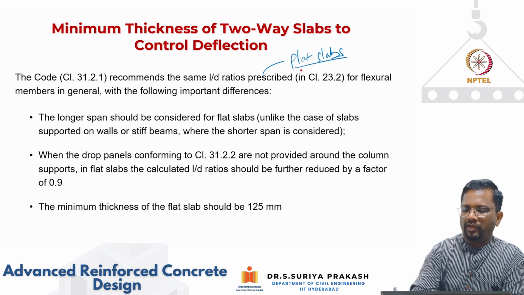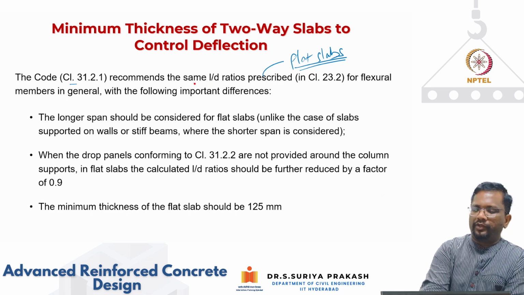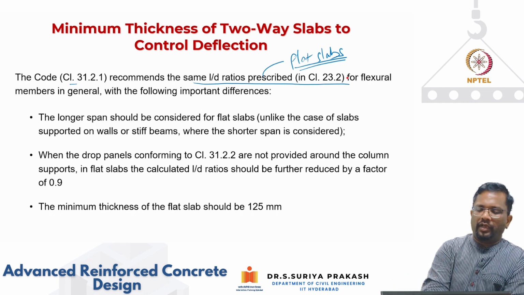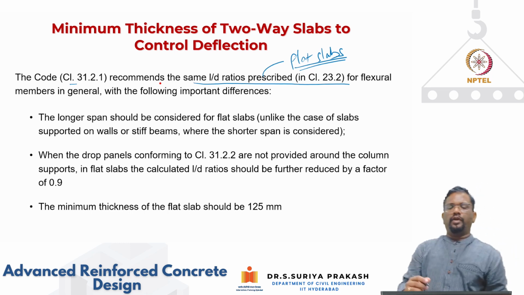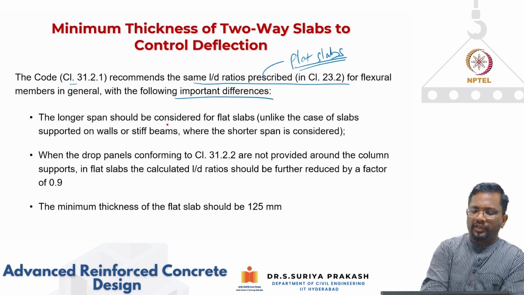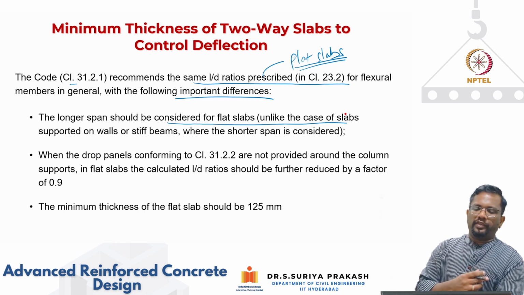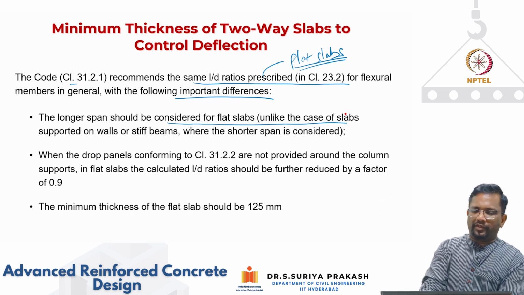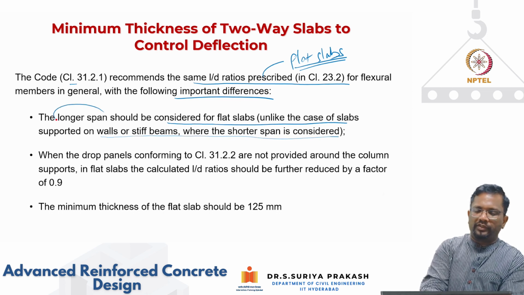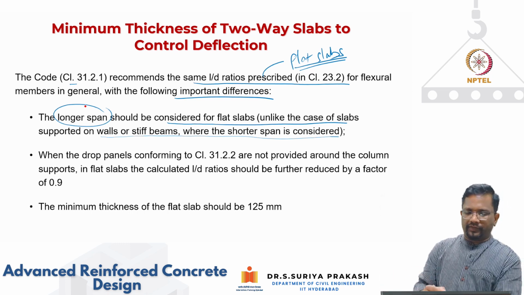So what the code is saying is that 31.21 recommends that L by D ratios prescribed in 23.2, which we will see for structural members in general, can be adopted for flat slabs with some differences. Now, what are the differences? The longer span should be considered for flat slabs, instead of the shorter span as in one-way continuous beams, or unlike the case of slabs supported on walls or strip beams where the shorter span is considered. For flat slabs, we should always consider the longer span in these L by D ratio equations, which we will see.